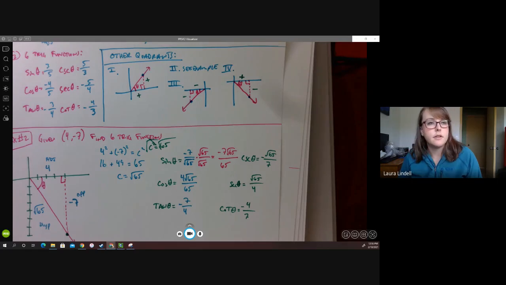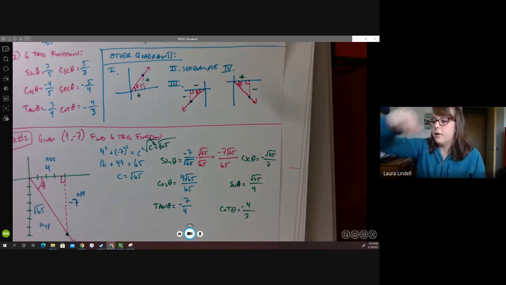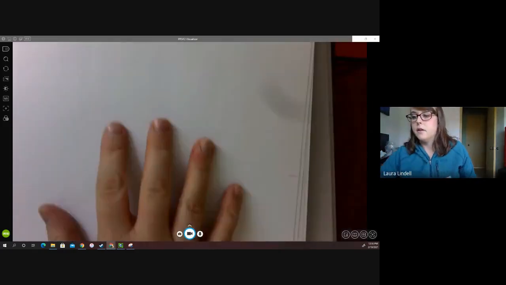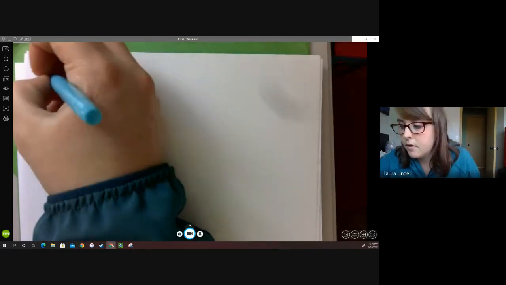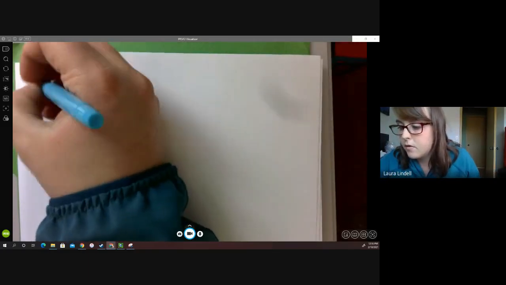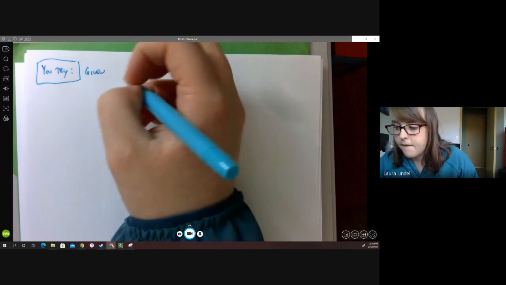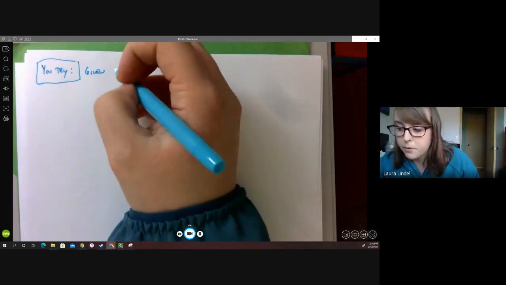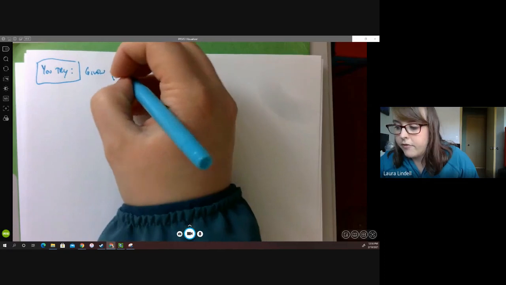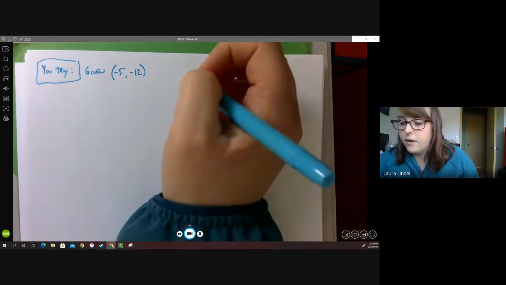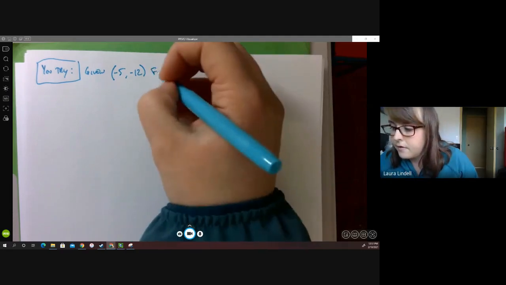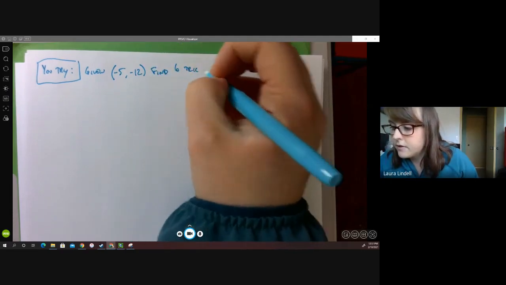Any others? All right, let's have you guys try one. This time we'll do, given the terminal side goes through the point -5, -12. Find the 6 trig functions.